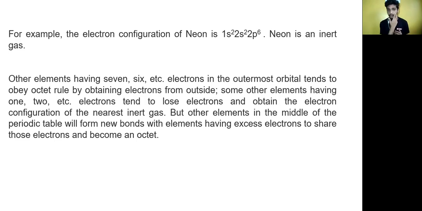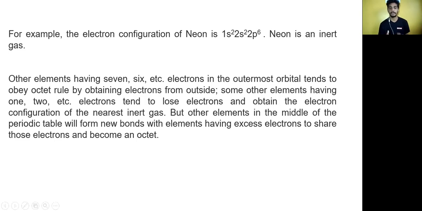Okay, so up till now you have to understand this, so please pay attention. In the case of neon, it is an inert gas. What about other elements having 7 or 6 electrons? If an element has 7 or 6 electrons, what happens? Let's study that. Electrons in the outermost orbit tend to obey the octet rule by obtaining electrons from the outside.